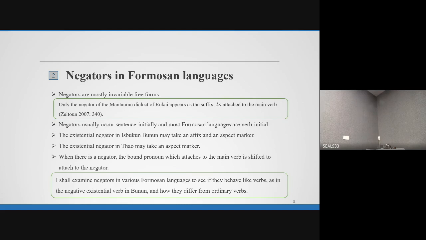As I said, most negators occur sentence initially. If there is already a verb in the sentence, then the negator always occurs before the verb. And the bound pronoun is shifted from the verb to the negator. So the behavior of a negator is just like a verb. I shall examine negators in various Formosan languages to see if they behave like verbs, in the negative existential verb in Bunun, which is a verb, and how they differ from ordinary verbs.